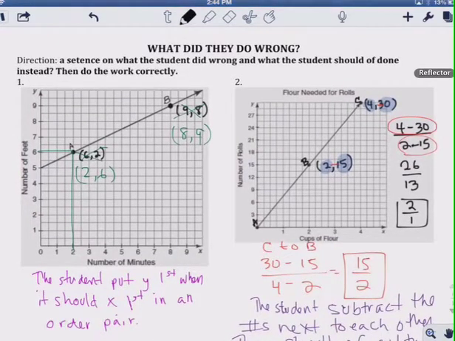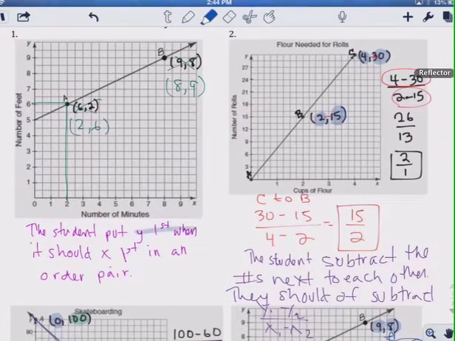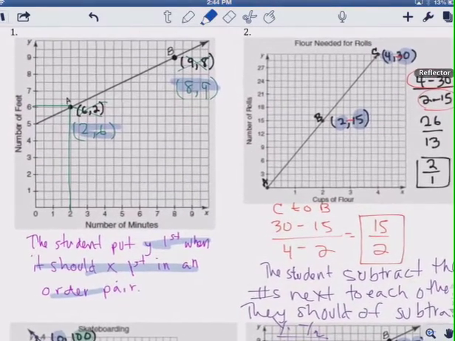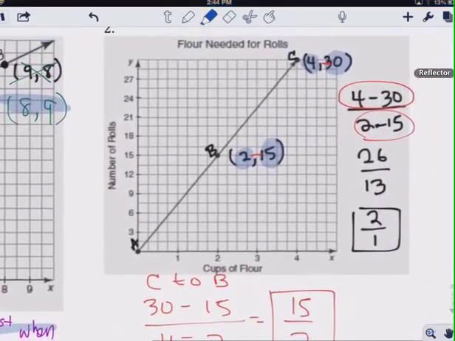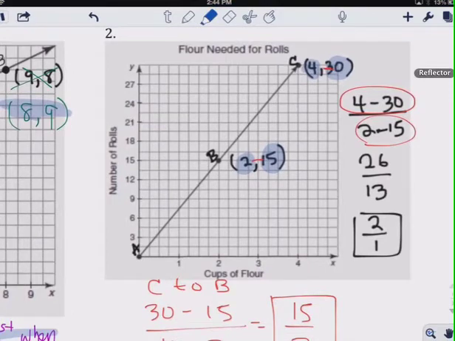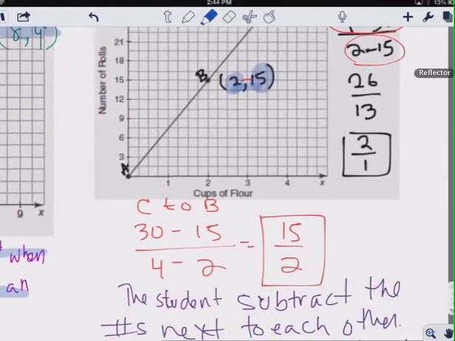Do you know what you did wrong? So the first problem, the student put the y first when they should have put the x first in the ordered pair. So make sure you write the correct ordered pair underneath that. Okay, that's what the student did wrong. The second one, the student subtracted the numbers side by side. Notice they subtracted the numbers side by side, which makes it all wrong.